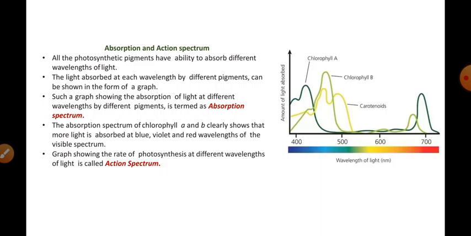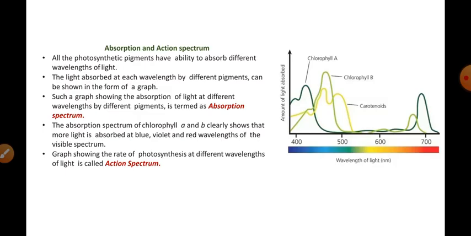Now, what do you mean by action spectrum? Action spectrum means when the absorption is maximum, the photosynthesis is also maximum. So this is very obvious that the maximum the absorption of light, maximum will be the photosynthesis. And this interpretation was represented as the action spectrum.